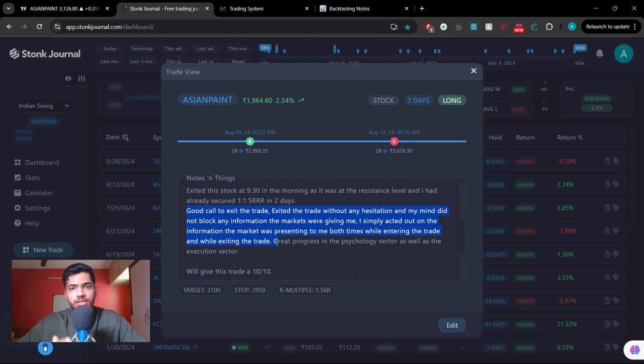You should have a plan. If you are going to enter at 100 rupees, you should enter at 100 rupees, no matter what you are feeling or what you are thinking. It is your plan to enter at 100 rupees, you should enter at 100 rupees, right?